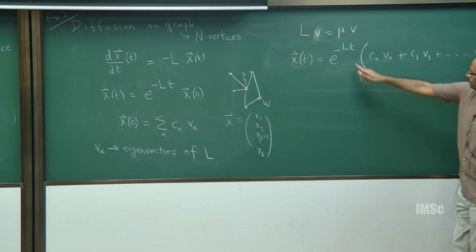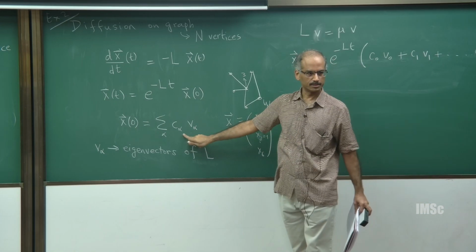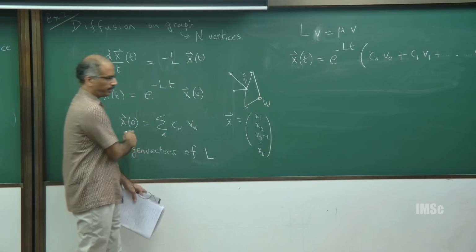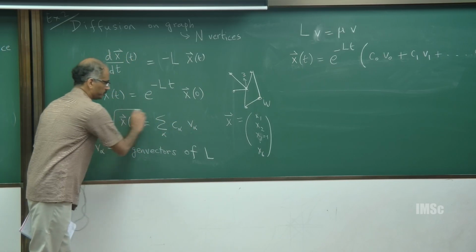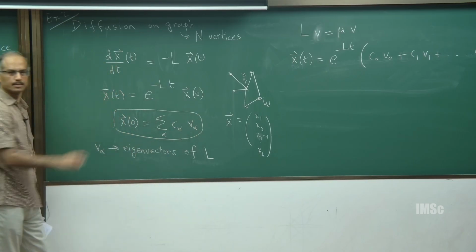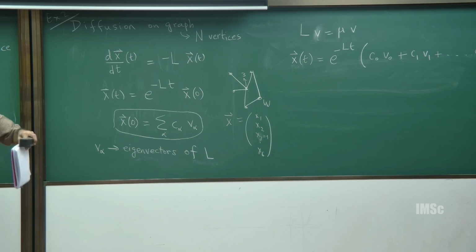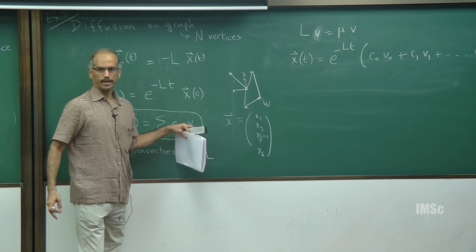These c's are all coefficients, because this initial distribution you can always expand in terms of the eigenvectors of the Laplacian. That is what I have used here. Because you are working in the same space, any distribution in the same space can be expanded in terms of these orthogonal eigenvectors.